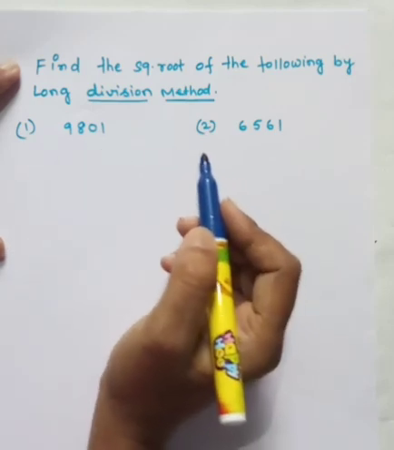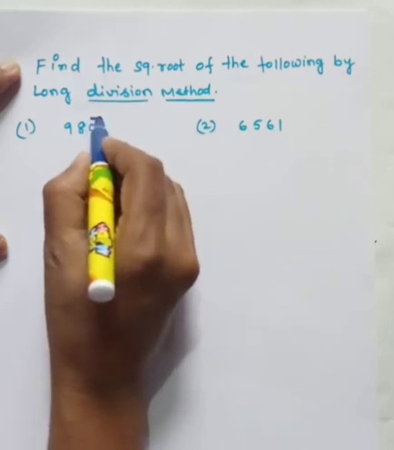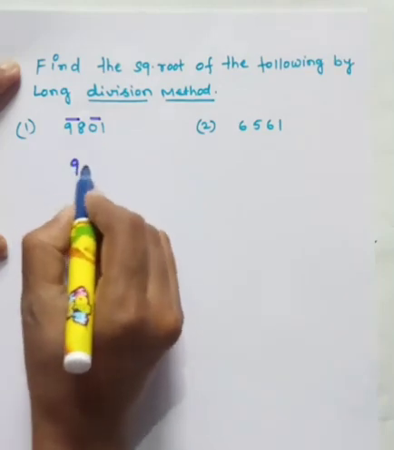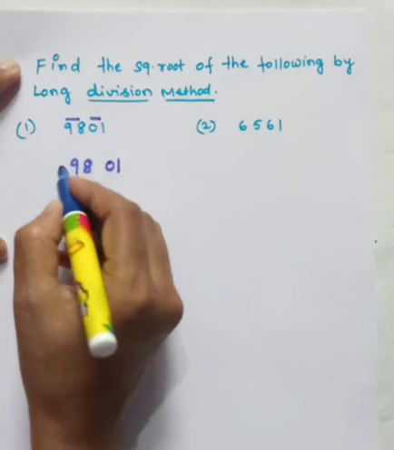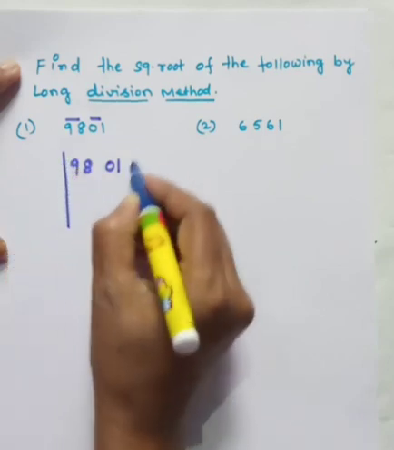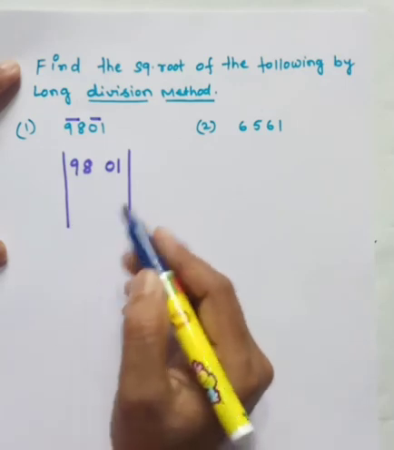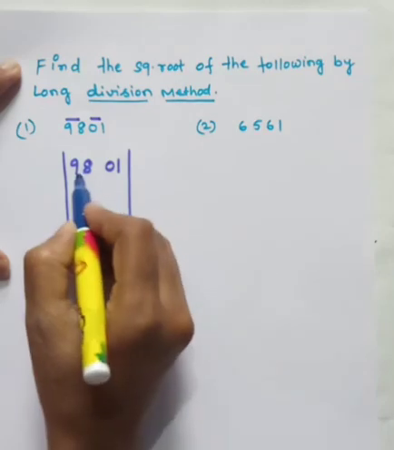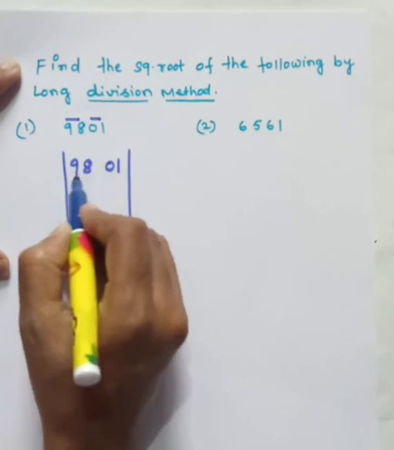Children, step 1 is to pair up the digits. Now see, 98 and 01, we have two pairs here. Now let us see the next step. What is the next step? The next step is to start reading the square tables. So see, the first two dividend digits are 9 and 8, so 98.